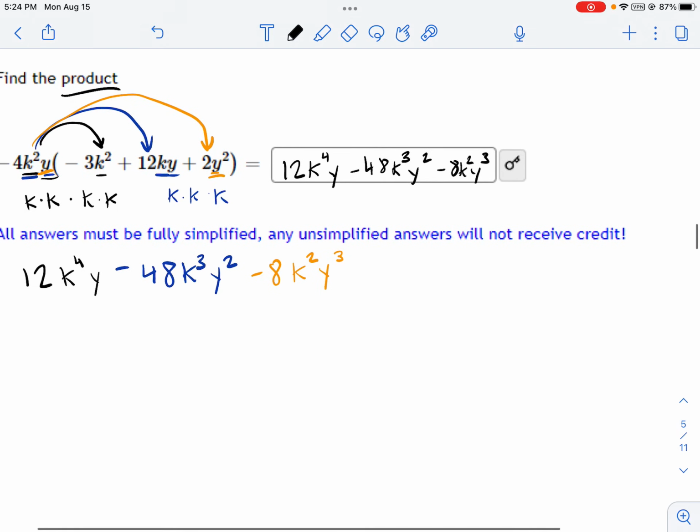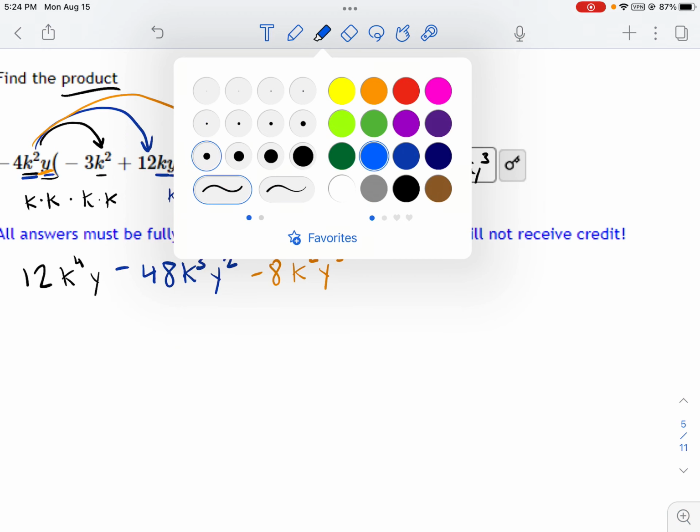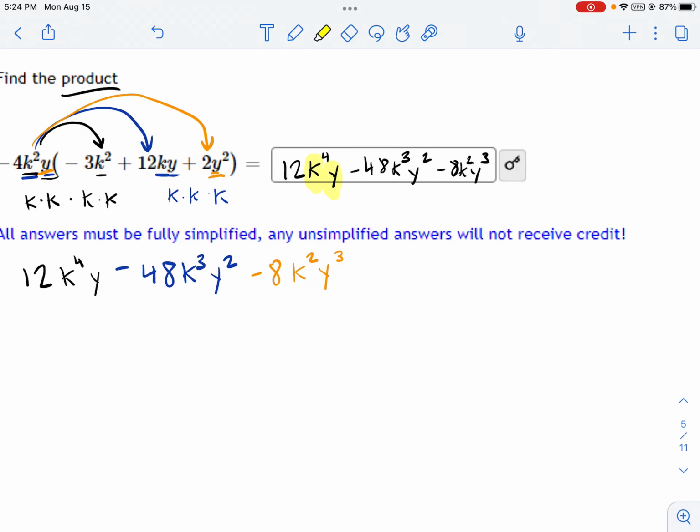What I would recommend, if you wanted to try to be as exact as you could, is to ask what letter comes first in the alphabet. That's K versus Y. So then you would start with the highest power of K, which is to the fourth, and move descending. That's the closest thing you'll get to standard form, but it's not exact if you don't want it to be.